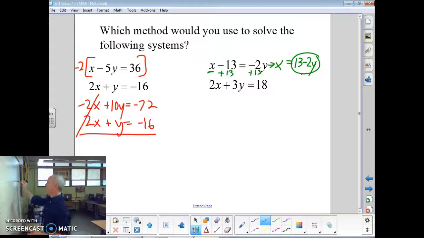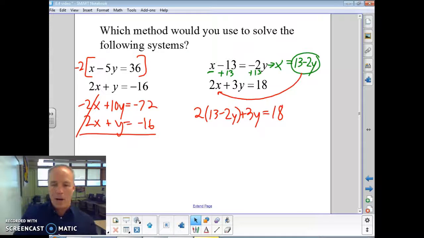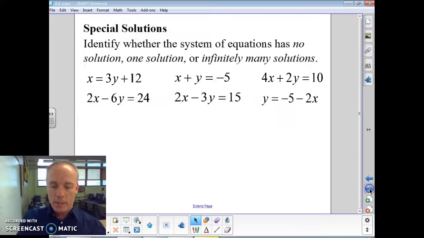So 13 minus 2y, substitute that in for x. And now you can solve for y to figure out what y needs to be to make that true. So finally, let's talk about special solutions. Identify whether the system of equations has no solution, one solution, or infinitely many solutions.